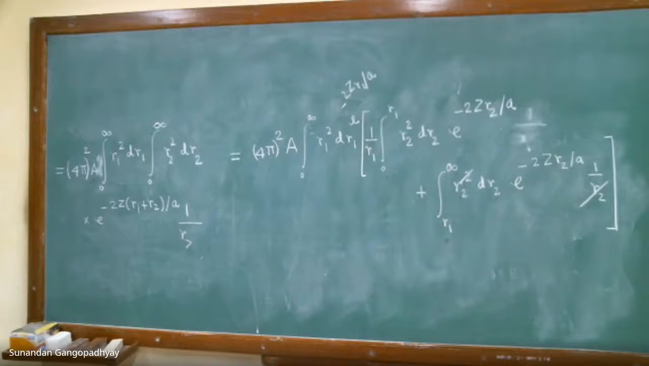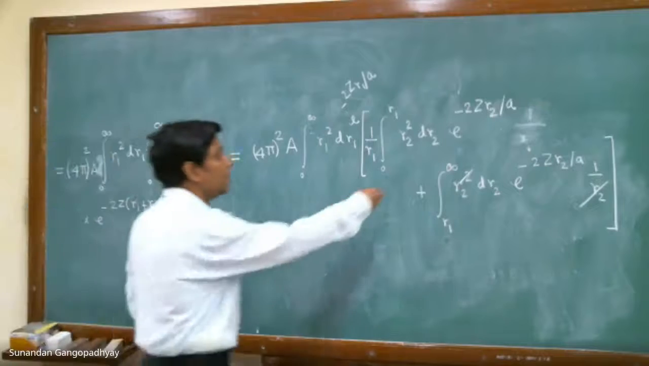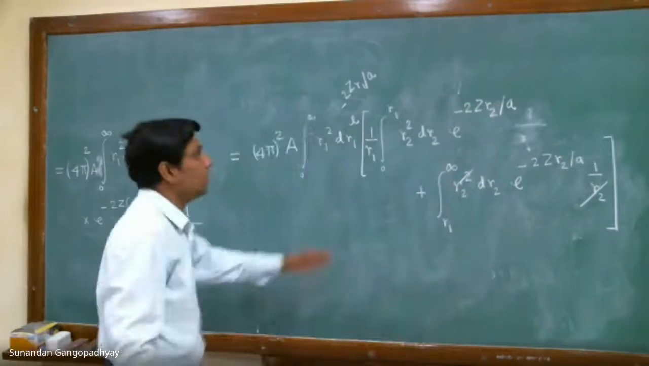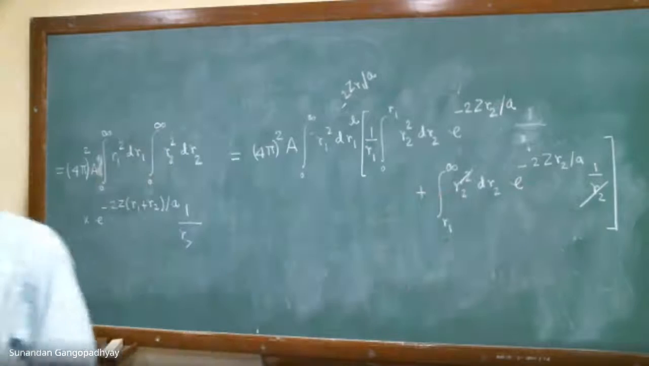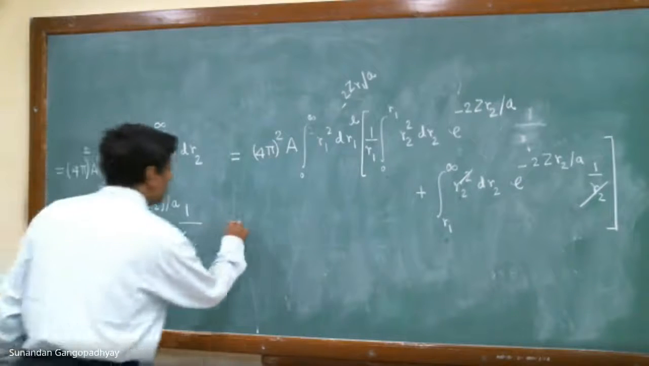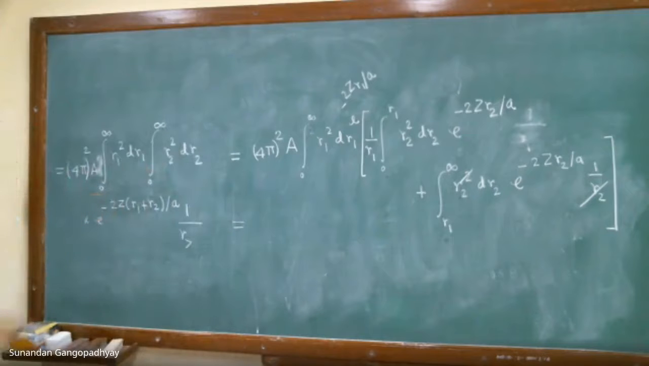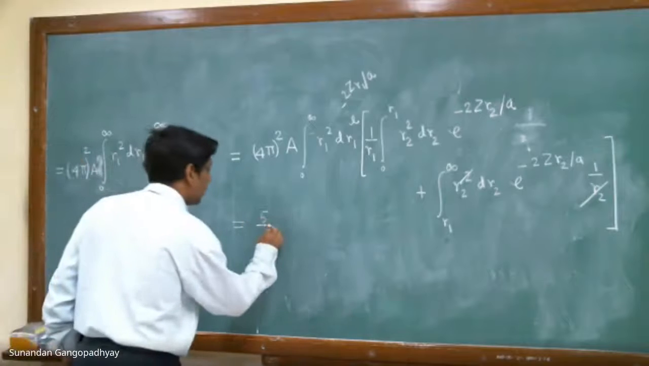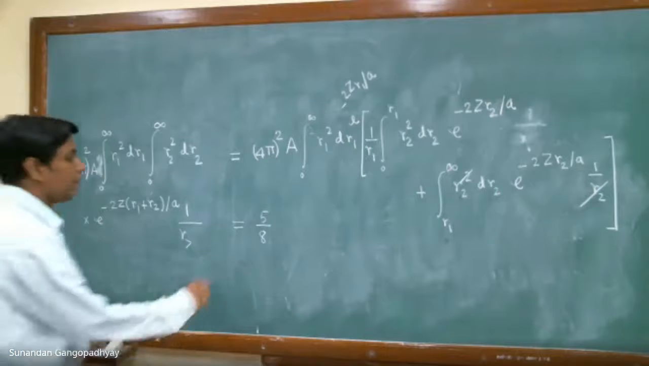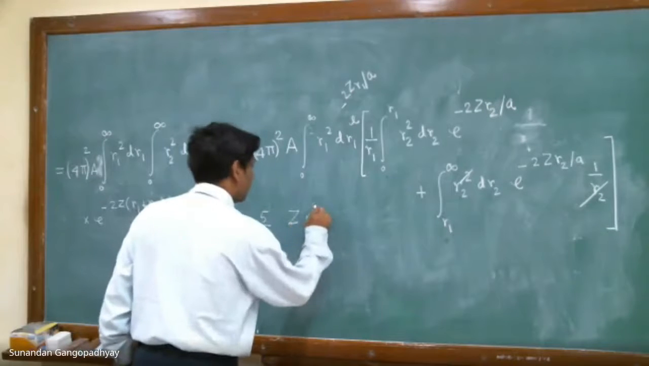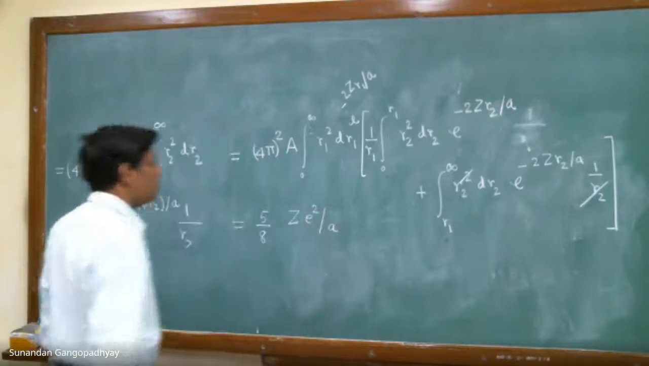And after doing the integrals, these are very simple integrals. You can do these integrals by integration by parts, and please do these integrals at home. I leave this as an exercise for you, and if you do these integrals, the final answer that you will get is 5/8 Z e²/a. So this will be the answer.